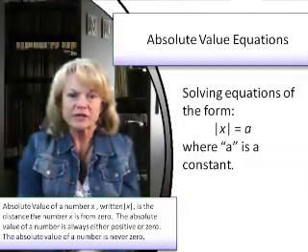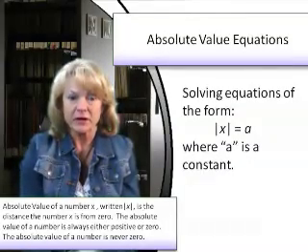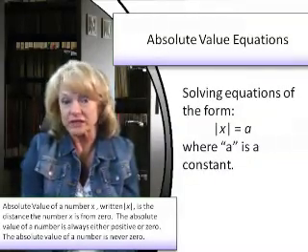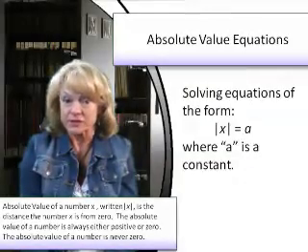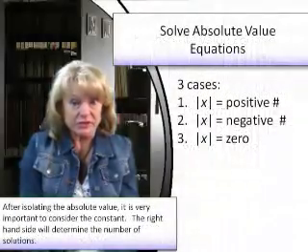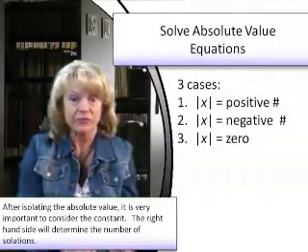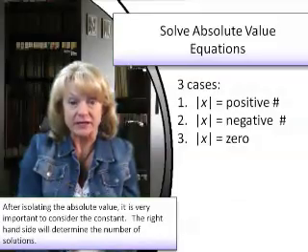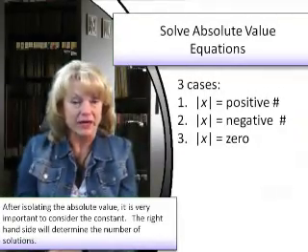In this section, we're going to be solving absolute value equations. The vertical bars mean absolute value and will contain the variable. The right-hand side will be a constant. When solving absolute value equations, the first step is to get the absolute value all by itself. After it is isolated, you will focus on the sign or the number on the right-hand side.